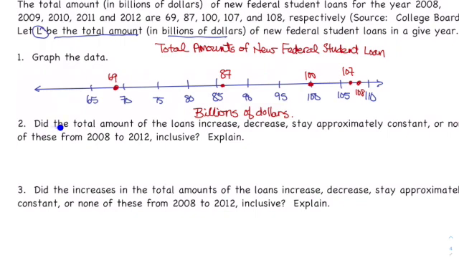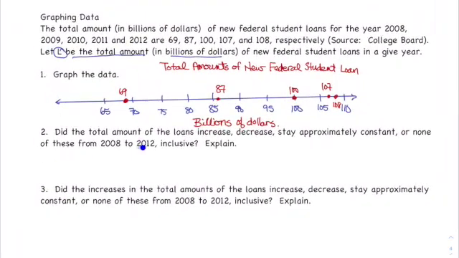Graph the data. Question 2: did the total amount of loan increase, decrease, stay approximately consistent, or none of this from 2000 inclusive? In this case, it asks what happened. We know the total amount of loan is increasing, but we cannot tell more because it's not consistent, and we don't know what's going on. So we can only know the total amount of the loan is increasing. So I'm going to write that down. I will pause the video and write that down for you.